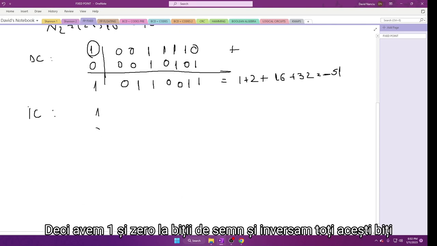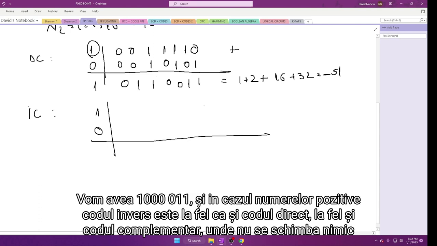So we have 1, 0, yeah, the sign bit, and we will inverse all these bits. So we'll get 1 0 0 0 0 1 1.